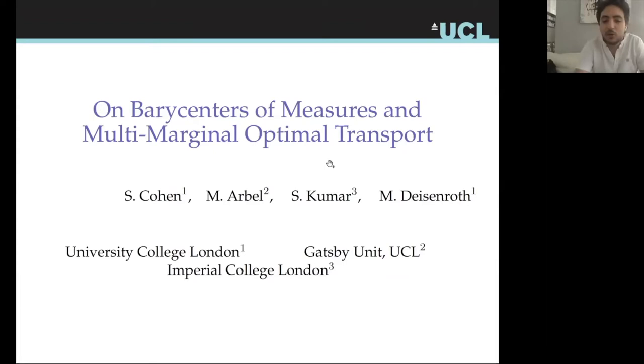We're going to talk about two problems today. The first problem is computing barycenters of measures, and the second is the problem of multi-marginal optimal transport. So I'm going to dive into this.